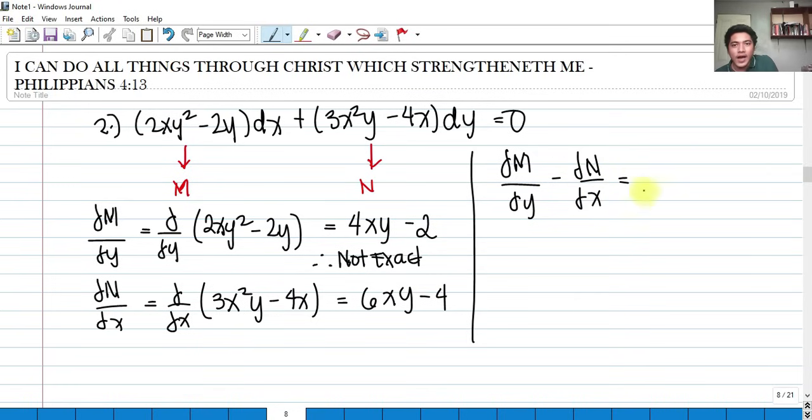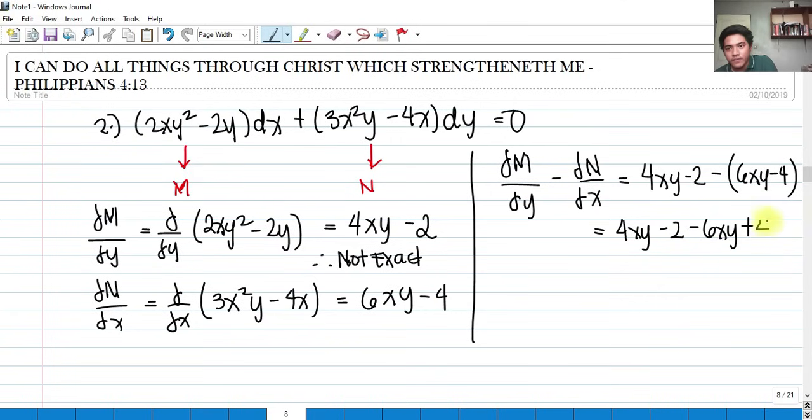So what will happen? We have 4xy minus 2 minus 6xy minus 4. So 4xy, distributing the negative sign, we have negative 6xy plus 4. So it turns out that this is 4xy minus 6xy, negative 2xy. Minus 2 plus 4 is plus 2.